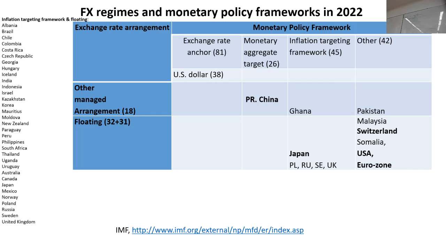Otherwise, in the case of the inflation targeting framework and floating-like regimes, so free floating and floating, both floatings, we can say that this is the list of the countries. We can see here many advanced economies, many emerging economies, and yeah. But at least China moved to monetary aggregate targeting, so something happened there as well. And they are also in the other managed arrangements. So, yeah.